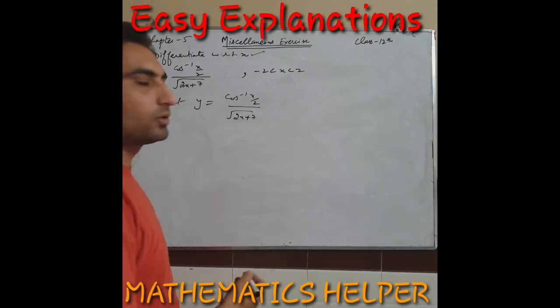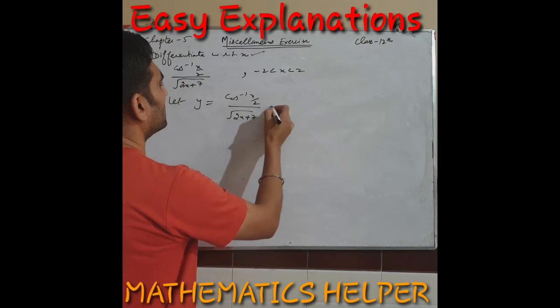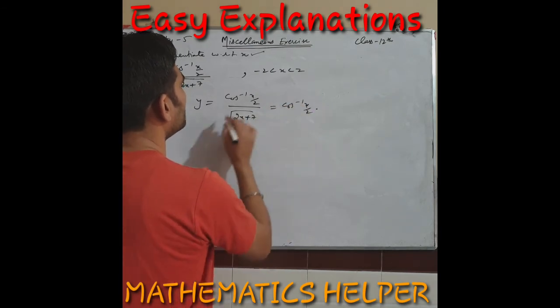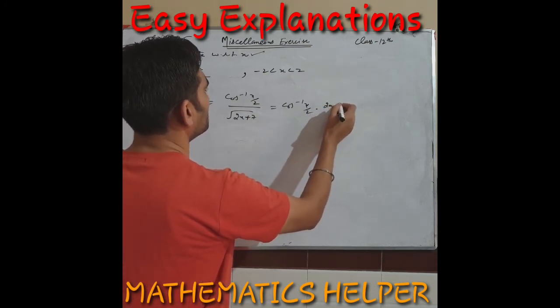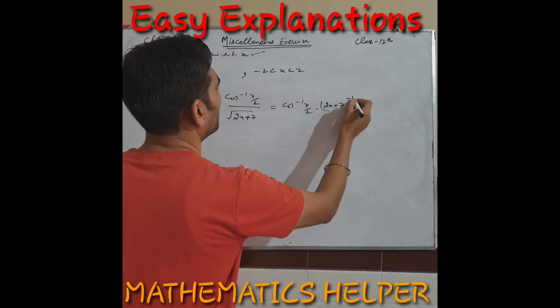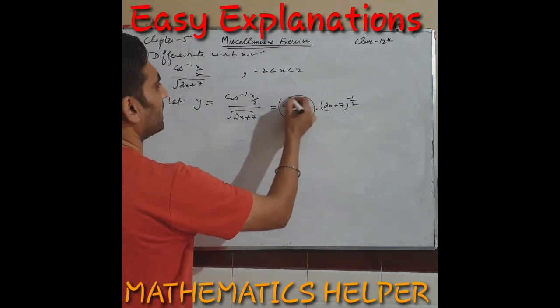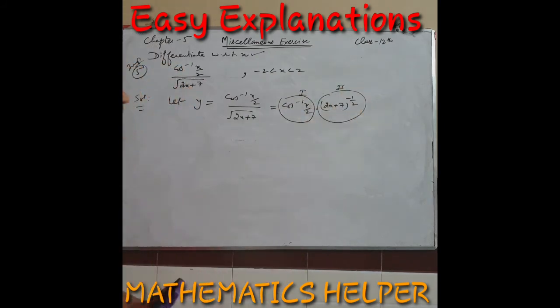So here we will do one change, okay? This is in the denominator, square root means half power. Let's rewrite it as cos inverse x over 2 into 2x plus 7 raised to power minus 1 over 2, since the half power goes as a negative power. Now we can treat them as first part and second part, and we will use the product rule here.